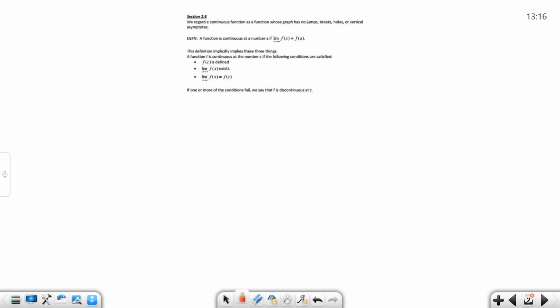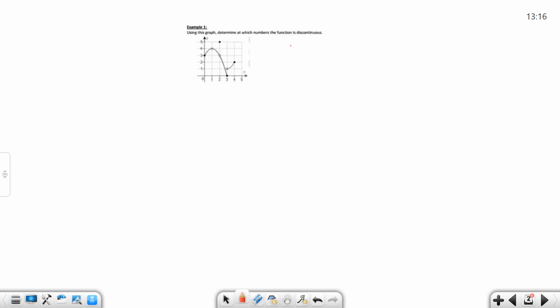First of all, f of c is defined. In order to be continuous, you have to have a point there. That means it has to be a closed circle at that point. Secondly, the limit must exist. Okay? So that's important. The limit must exist. And lastly, the limit must equal the function value. If any of those conditions fail, it is not continuous.